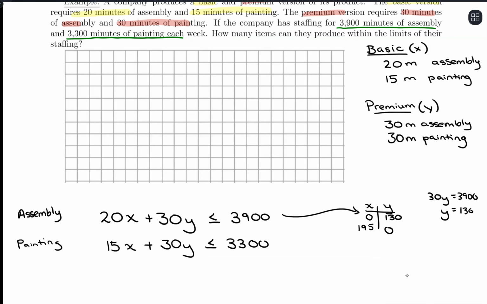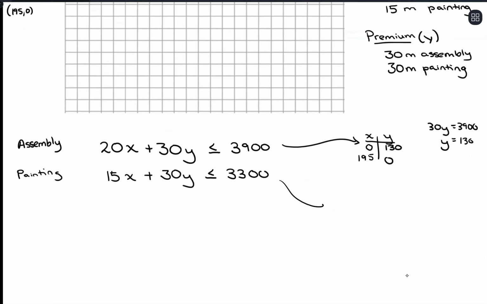Okay, so I'm going to graph those two coordinates for that line. I'm just going to make a note off to the side here that we're going to have 0, 130, and 195, 0 for my line for assembly. And then for painting, I'm going to do the same thing.